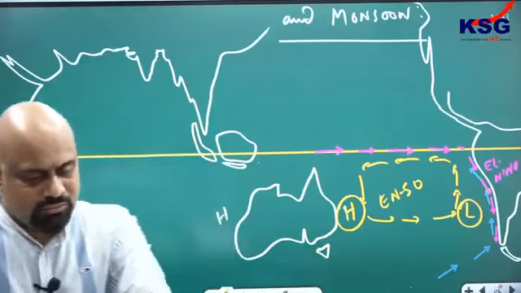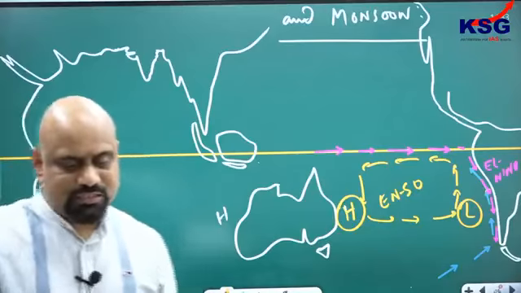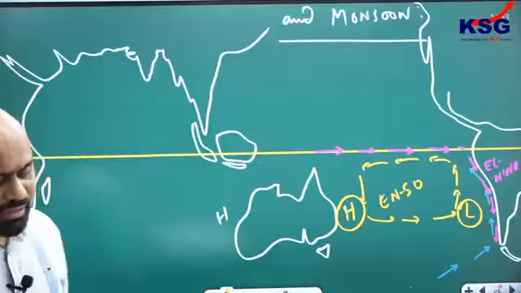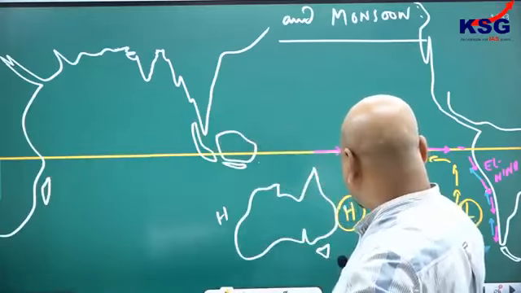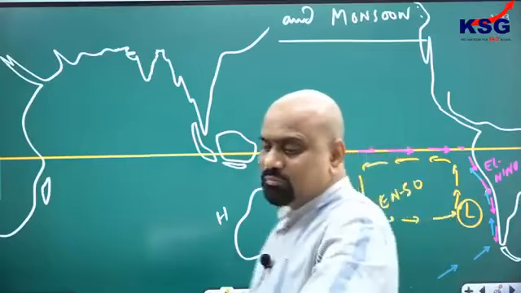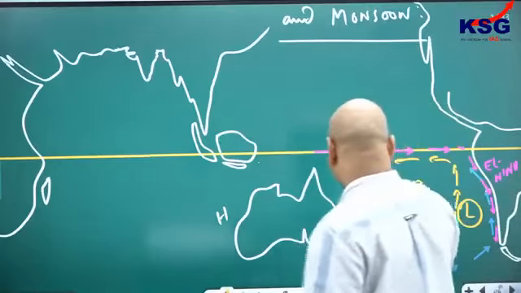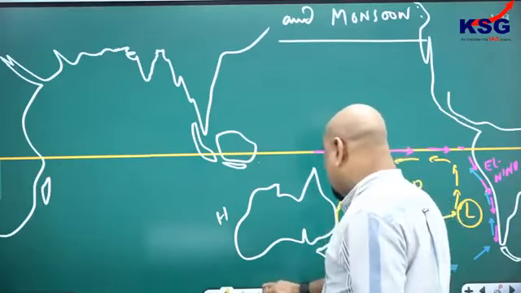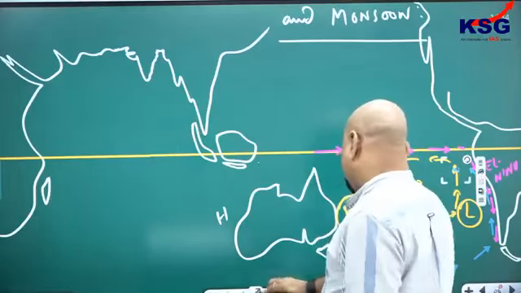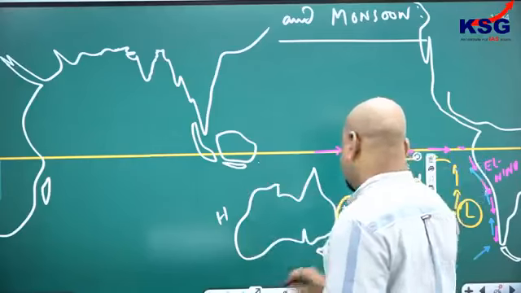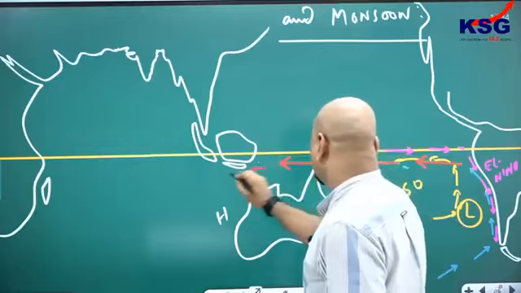In El Nino, this Southern Oscillation happened. Sometimes during this time, the south equatorial current became very weak. The high pressure has formed here, and the south equatorial current, which is supposed to be there, became very weak. The south equatorial current, which should be here, became very weak. OK, I am saying the south equatorial current became very weak.